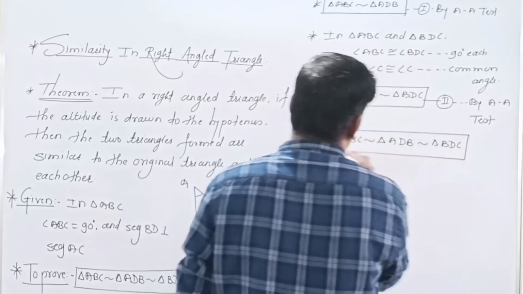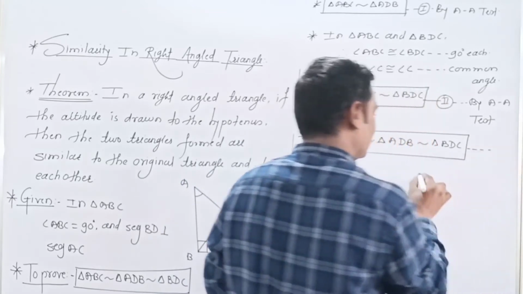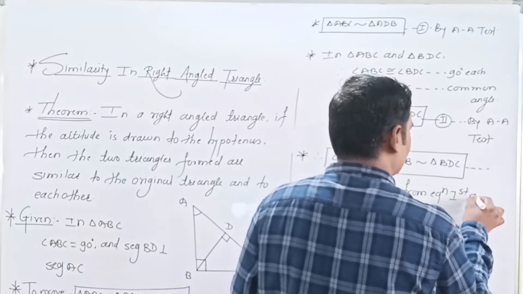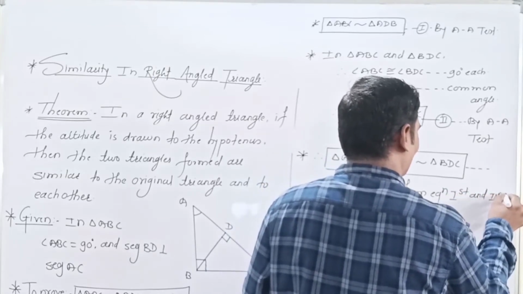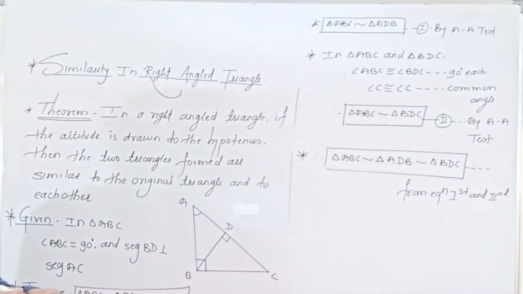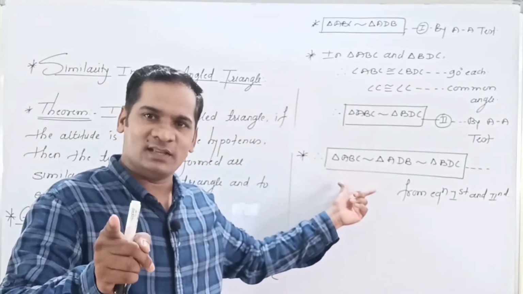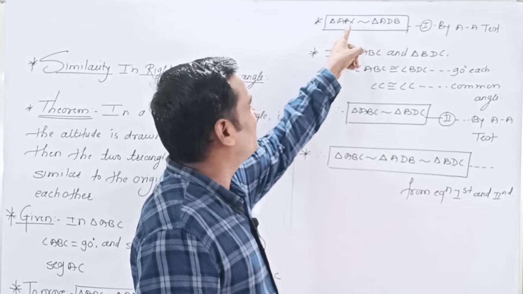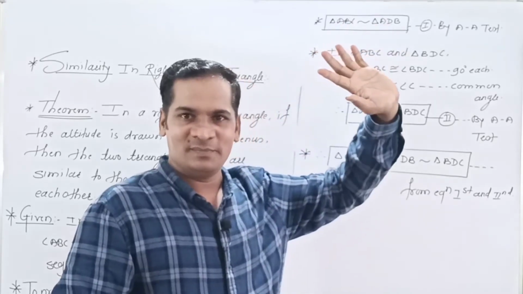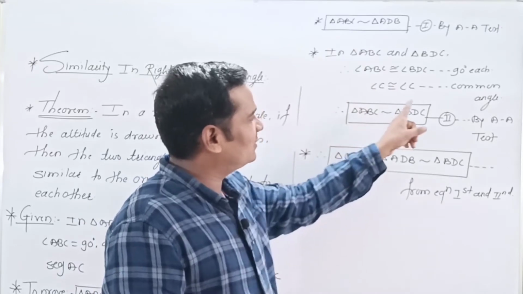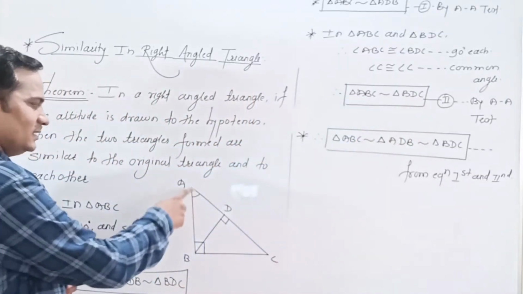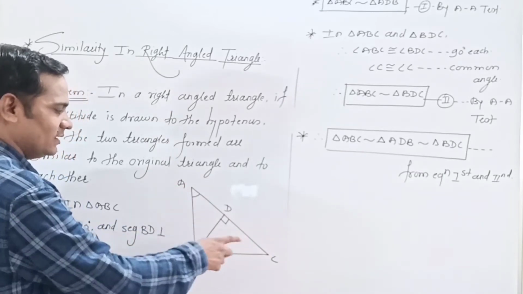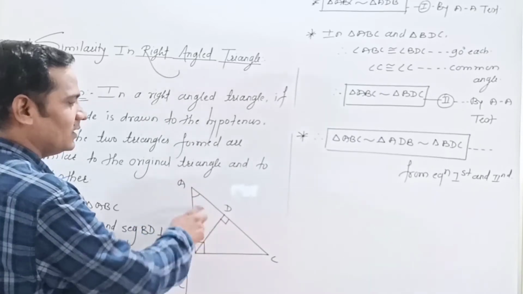And just write down the reason there, and that reason is from equation first and second. Now this is also known as transitivity. If we look at equation number first, ABC is similar to ADB, and that same ABC is similar to BDC also. This ADB is similar to ABC, and the same ABC is similar to BDC. That means ADB and BDC are also similar.